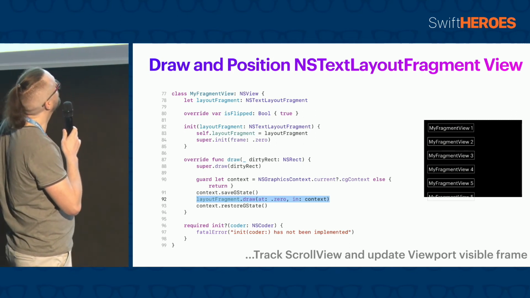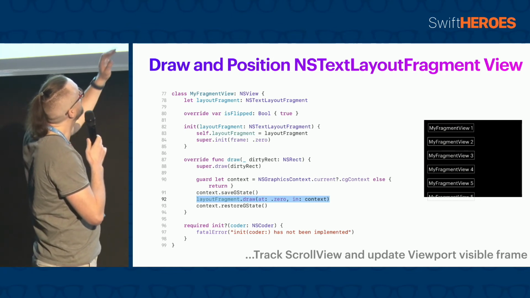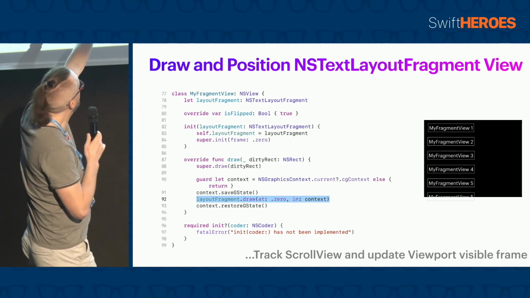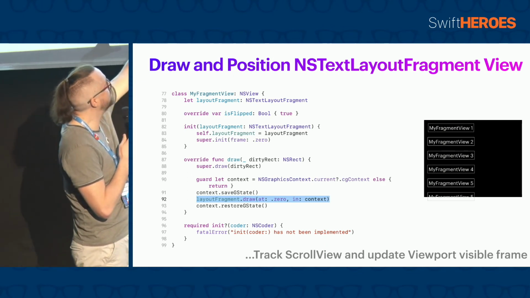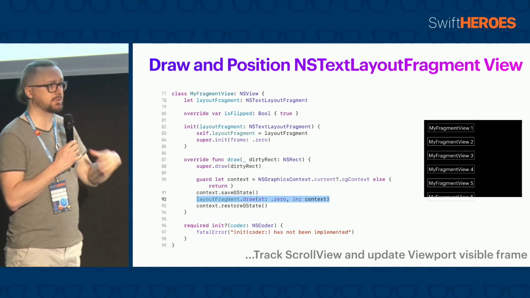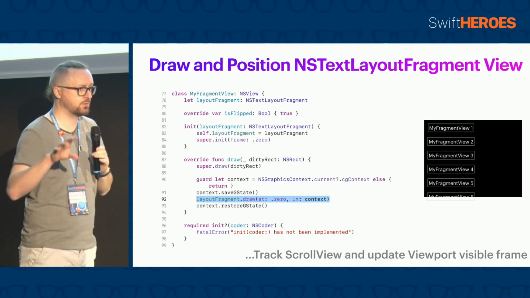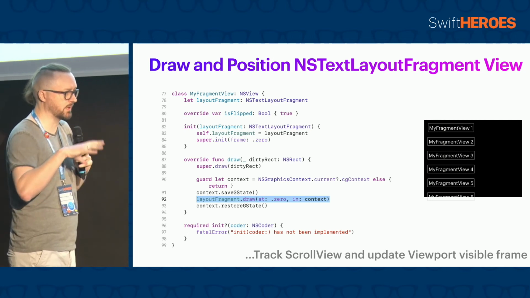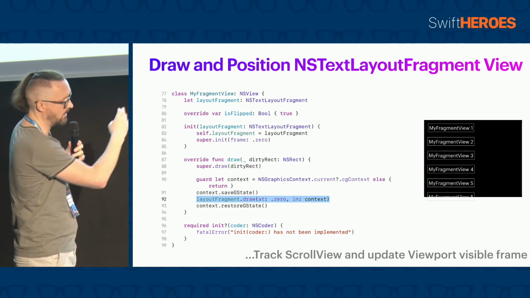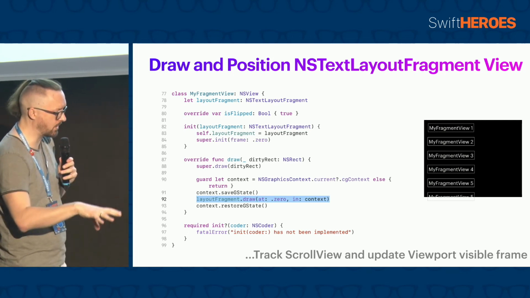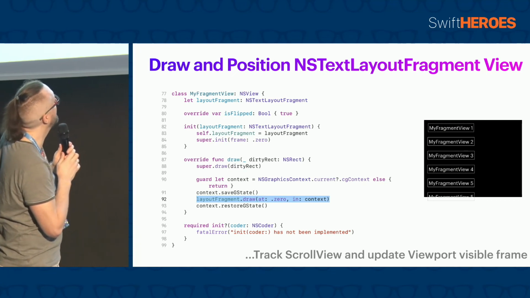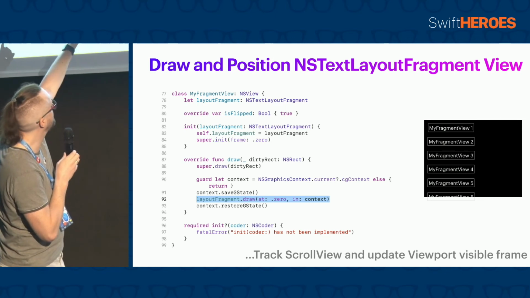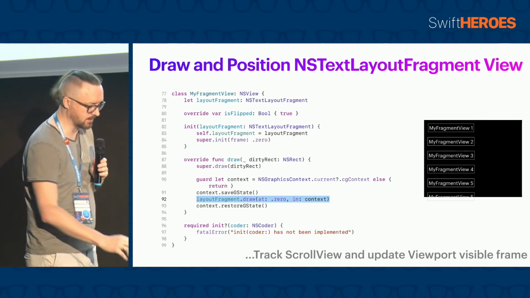The full implementation of this fragment view will be like this. I override the draw method where I do some custom thing and call layout fragment draw at in context. This is where I reach to the TextKit engine. I don't care about drawing the letters. This is how I draw the letters from the layout fragment. So I can do anything else, and just where I want to put the text, I call this layout draw.